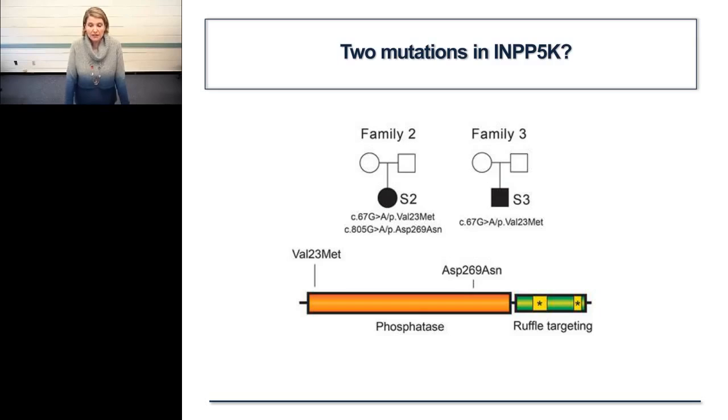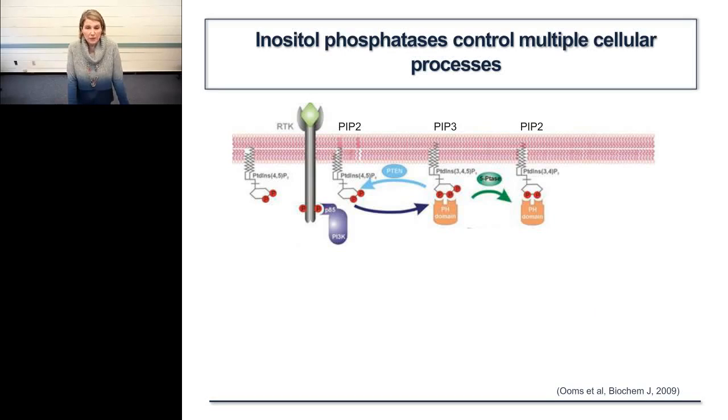IMPP5K is a phosphatase, which means it removes a phosphate. But it's a very different gene from the ones that we've been studying so far. It's an inositol phosphatase, and what it does is remove a phosphate in position 5 on both PIP3 and PIP2. So it would act on this PIP2 and this PIP3.